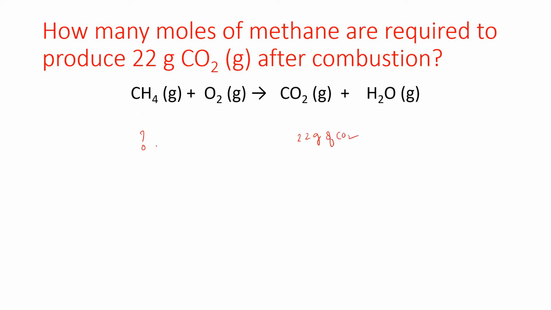We are now calculating the weight of methane which is required to produce 22 grams of carbon dioxide. First of all, we'll see the balancing of this reaction. Carbons are balanced, right? One carbon, 4 hydrogens, 2 hydrogens are there, so balance by multiplying with 2. After this, 2 oxygens are there here, and 2 oxygens here. Total 4 oxygens are there. Now put 2 into 2, 4. Now it is a balanced chemical equation.